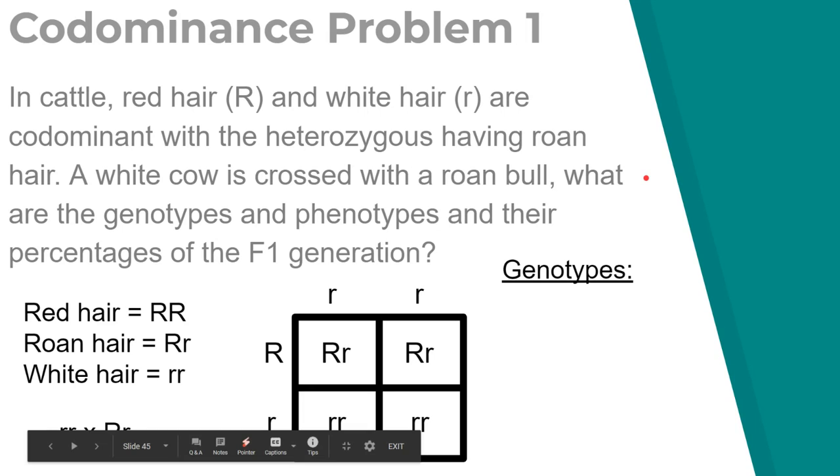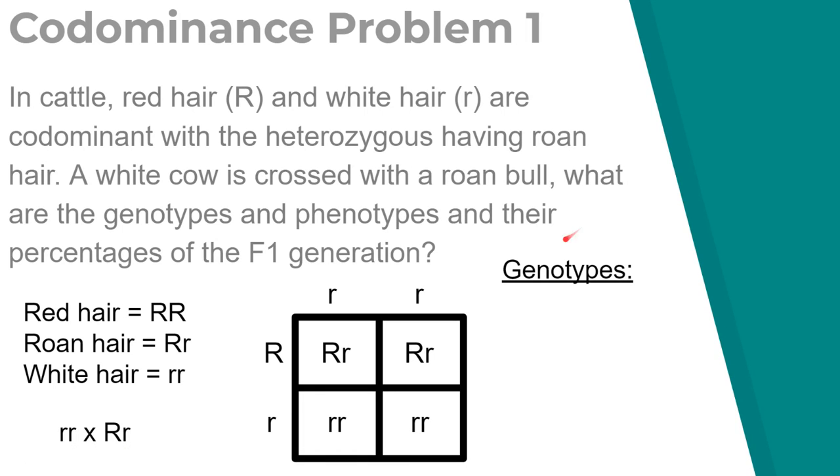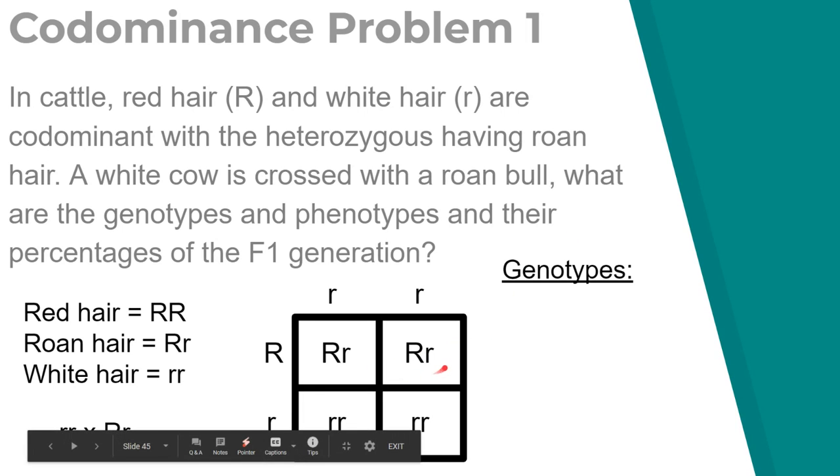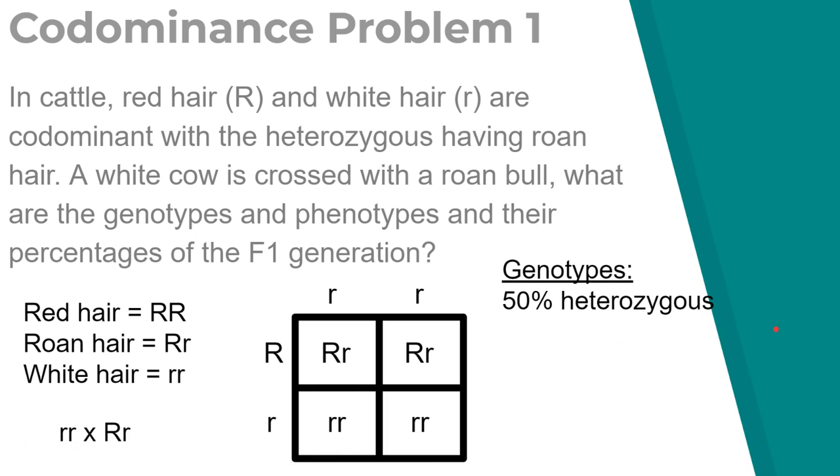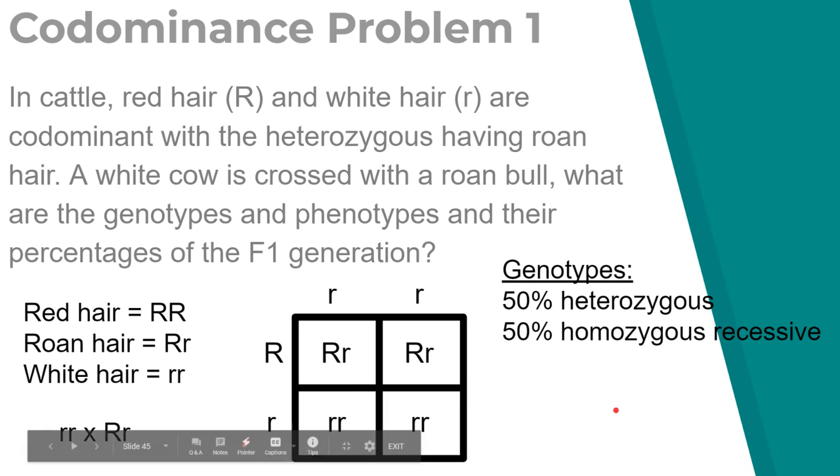Next, we need to go through and do the genotypes and phenotypes. So you look here and you see that 2 out of the 4 offspring are going to have big R, little r, which means that they are heterozygous. So that would be 2 out of 4 is 50% hetero. And the other 2 out of the 4 are going to be little r, little r, which is homozygous recessive. So that means 2 out of 4 is 50%. That's going to be homozygous recessive.